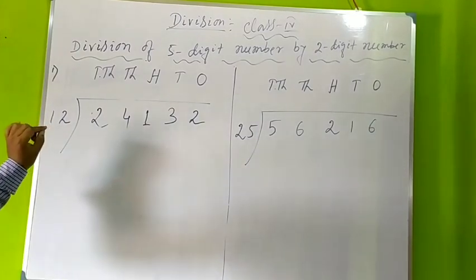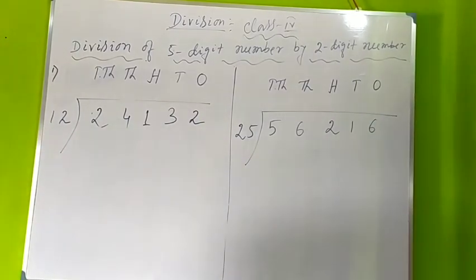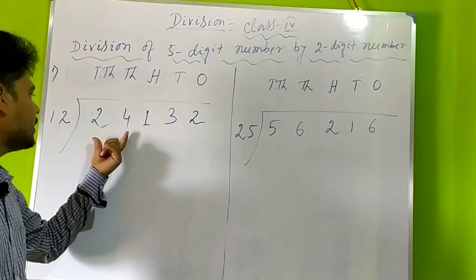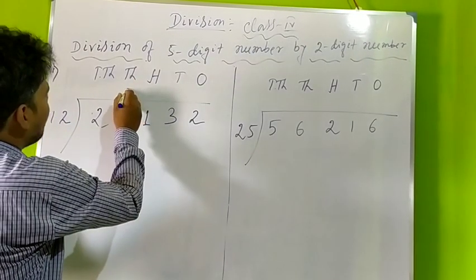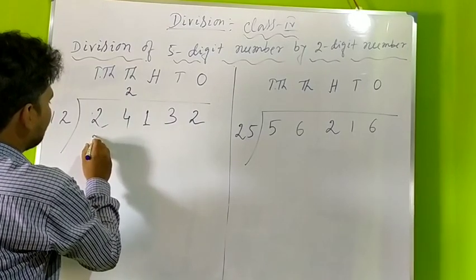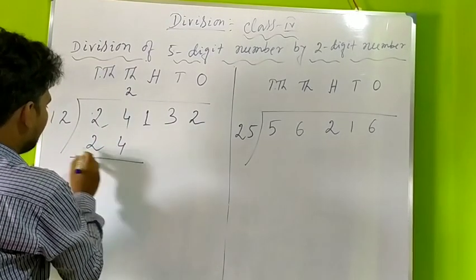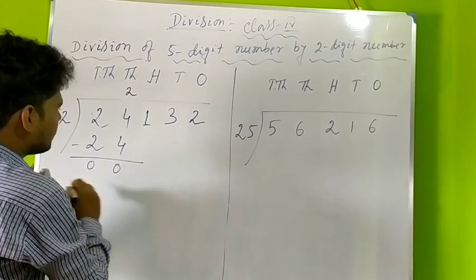So at first, you remember the multiplication table of 12. 12 into 1, 12. 12 into 2, 24. We are dividing 24,000 by 12. So we write down these two at the thousands place. So 24, and we get remainder 0.